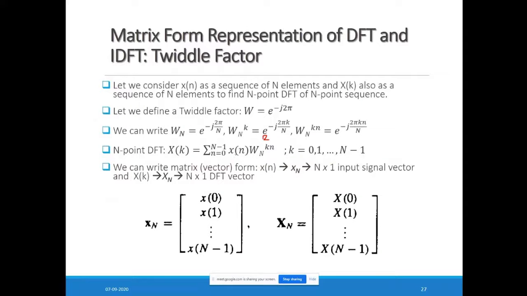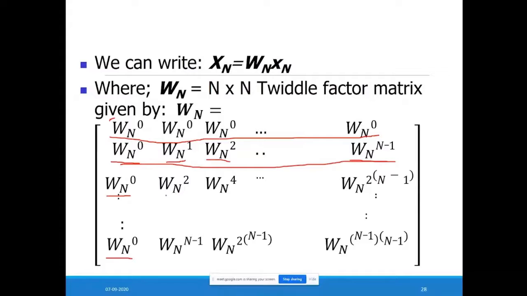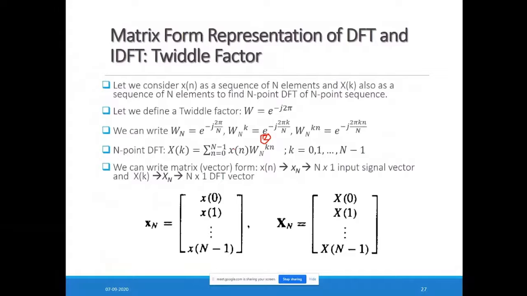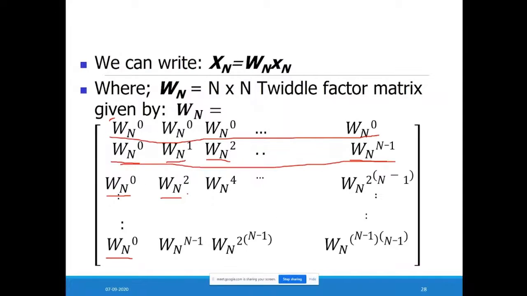Okay, now we move to the second value of n. The second value of n is 1. Here k is equal to 2 and n is equal to 1. So after the first column, you are getting the second value 2 into 1, that is omega n raised to 2. Every time k is equal to 2, so whatever the values of n, they are multiplied with 2. So you are getting omega n raised to 2, omega n raised to 4, and at the last omega n raised to 2 into n minus 1.